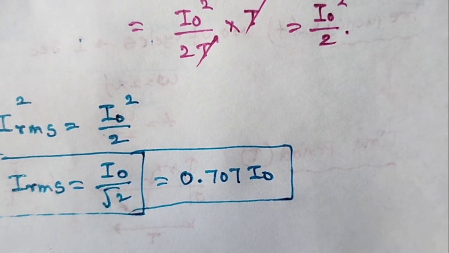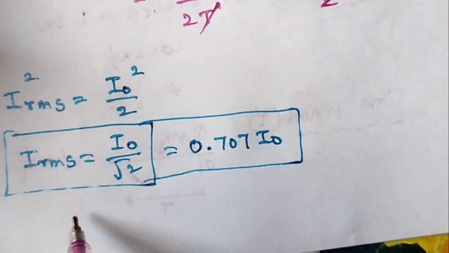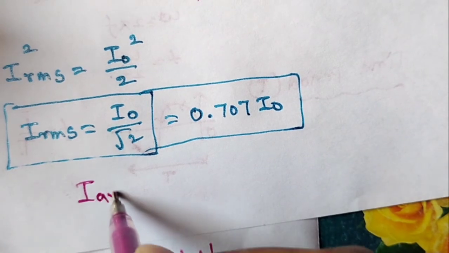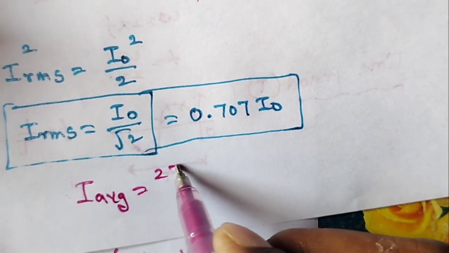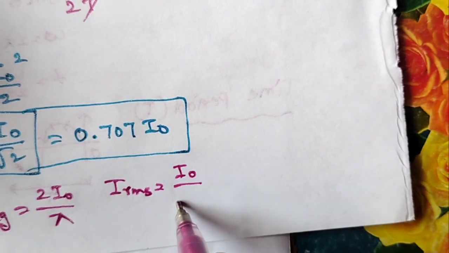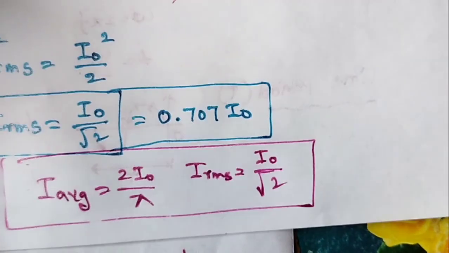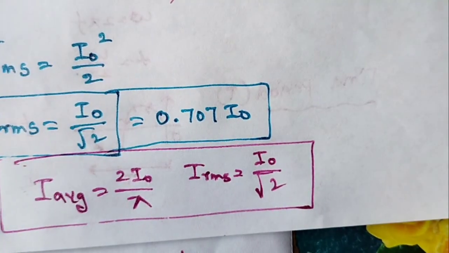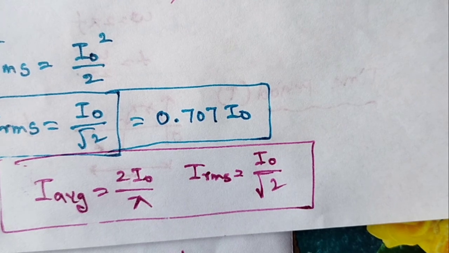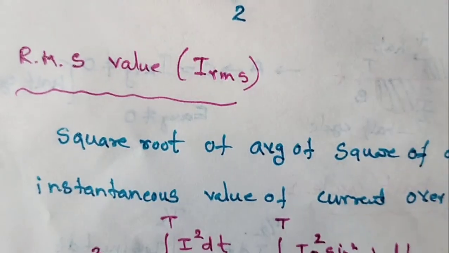So we know that very well. Keep in your mind, one is I average. What is the I average formula? Keep in your mind, 2 I naught by pi. And IRMS, what is the formula? I naught by root 2. So this is an important formula. Mostly important. So this is the introduction of the alternating AC current. So these are the mean square values and RMS values, right?